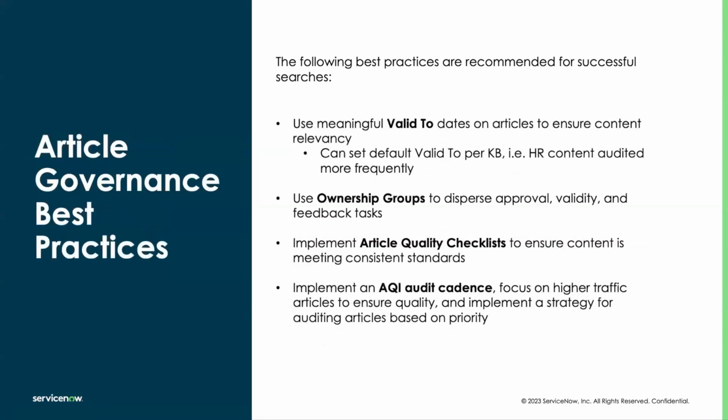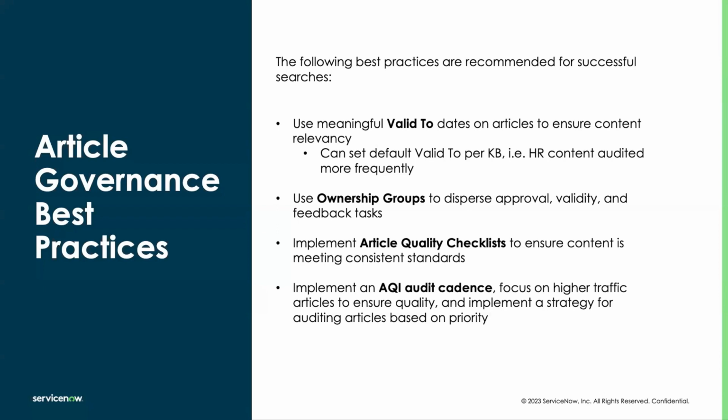From a governance standpoint, looking through the search lens, relevancy, using that valid to date on a knowledge article is really important, especially when knowledge articles are ranked on when they were created and updated. If your valid to is 30 years in the future, that article may or may not get updated. The content may be the same, but it just hasn't been audited and updated, so that would float down further into your searches if other things aren't rising it to the top.